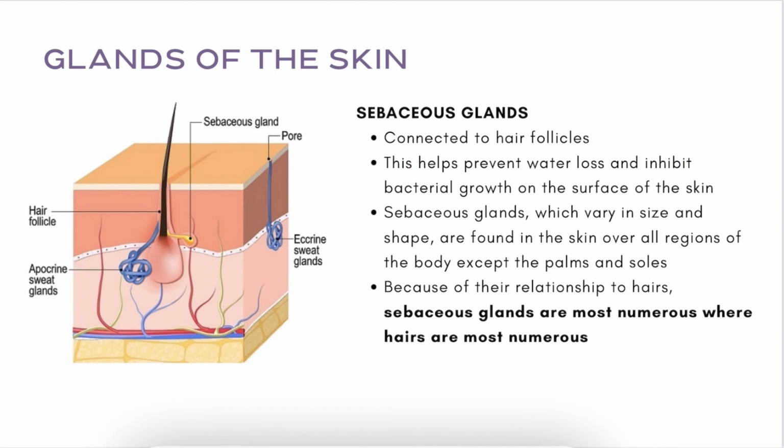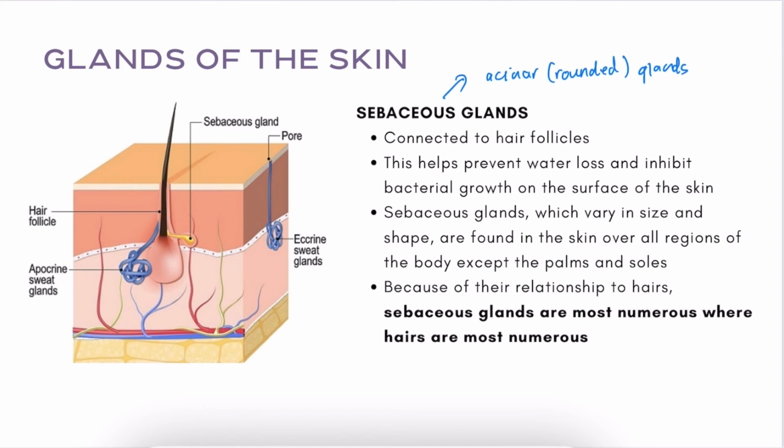So our sebaceous glands vary in size and shape and are found in the skin over all regions of the body except the palms and soles. Because of their relationship to the hairs, sebaceous glands are most numerous where hairs are most numerous. So they would be small in most areas of the trunk and limbs, but large in the skin of the breast, the face, the neck, and the upper chest.